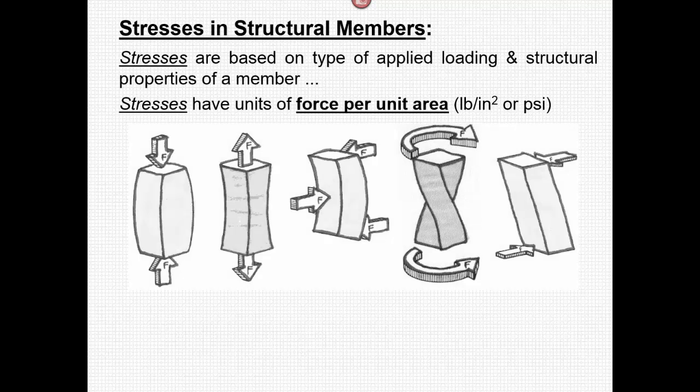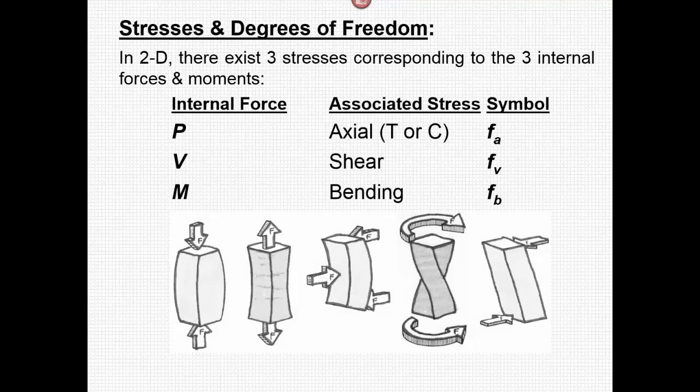Here we see that many times structural members are stressed, which means that there is an applied load on them that may cause them to look like these examples shown. Stress is measured by the amount of force per unit area. There are several types of internal forces that can be applied to a member. These include axial force, shear force, and bending force. Axial is typically in tension or compression and is shown by F sub A. Shear is shown by F sub V, and bending by F sub B.